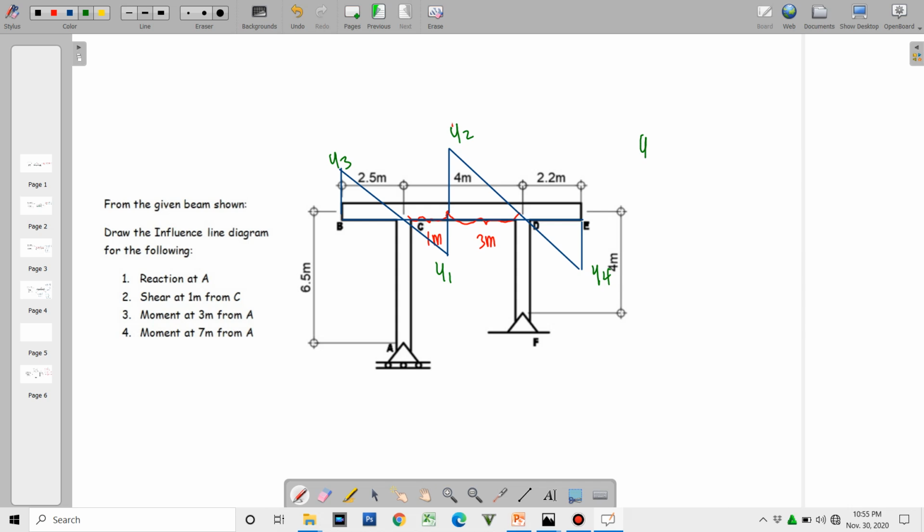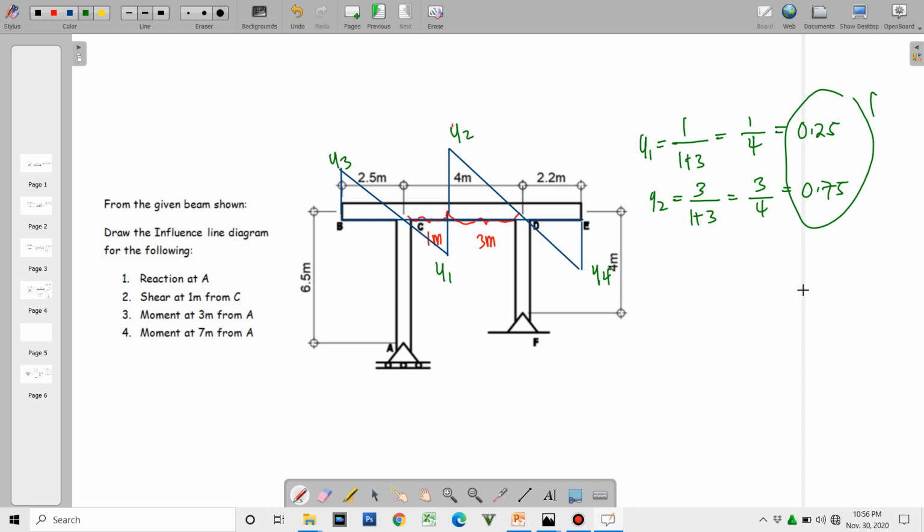So we first compute for y1. We look at the base of the triangle of y1, that is 1, divided by the sum of 1 and 3. So that is equal to 1 all over 4, or 0.25. And then y2 is, the base of y2 is 3 all over the sum 1 plus 3, or that is equal to 3/4. That will be equal to 0.75. So notice that it will again sum up to 1.